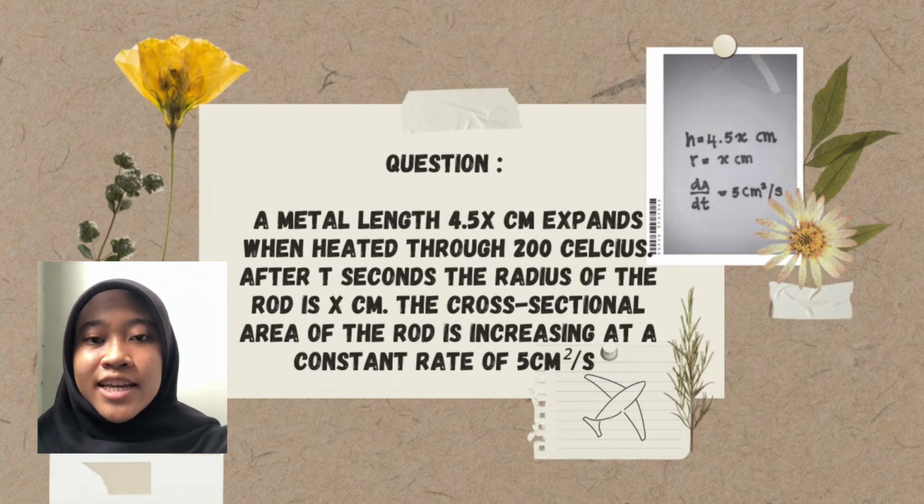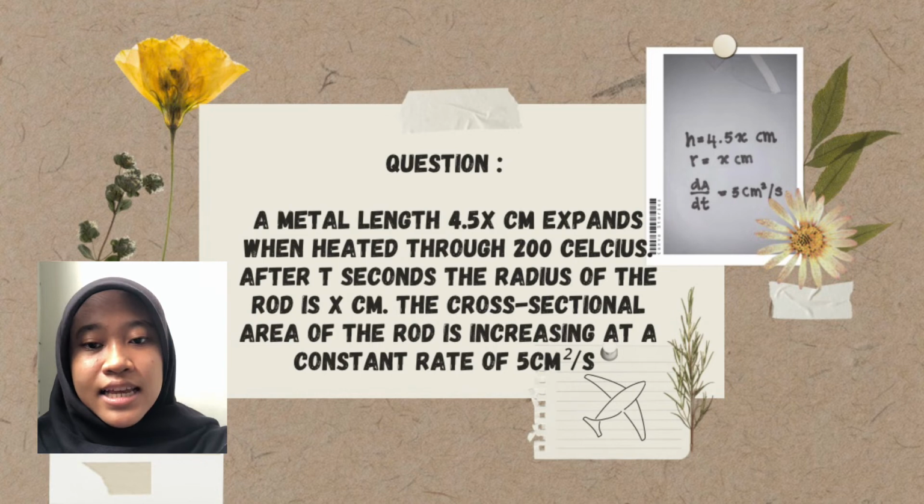So, from the set 1, we got this question. A metal rod of length 4.5x cm expands when heated through 200 Celsius. After t seconds, the radius of the rod is x cm. The cross-sectional area of the rod is increasing at a constant rate of 5 cm² per second. So from the question, we got that the height is 4.5x cm and dA/dt equals 5 cm² per second, and the radius is x cm.